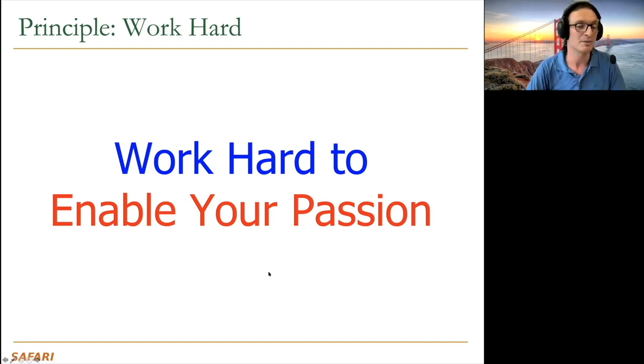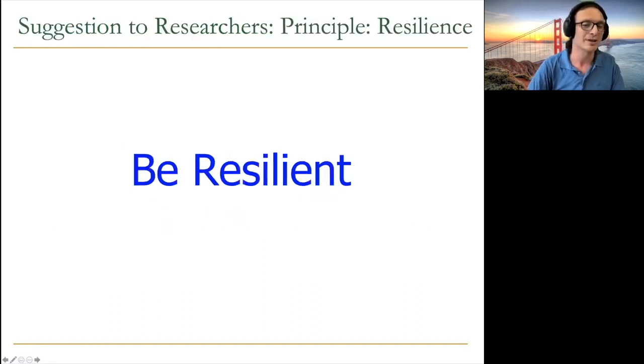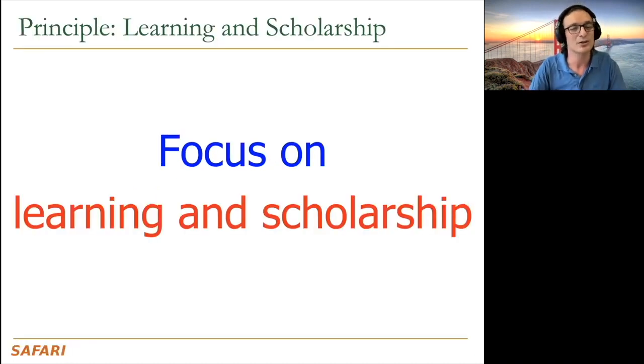Well, of course, you need to be principled as well, but there's no big idea that's been enabled without working hard that I know of. So I think that also requires resilience, right? So be resilient, I think, is important. And I think focus on learning and scholarship.